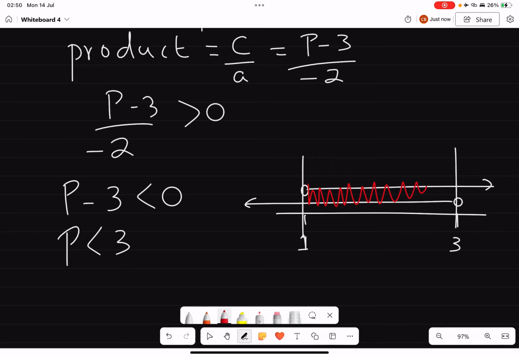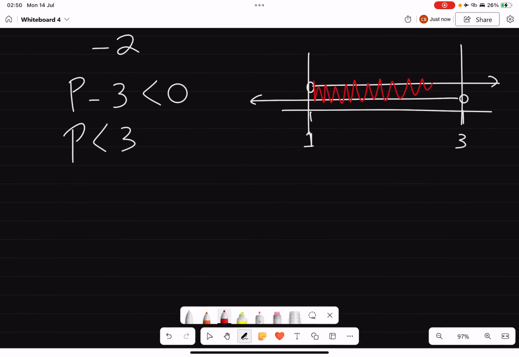So let's check now. We can see that the solution will therefore be in between 1 and 3. We can see that p is bigger than 1 but less than 3. Perfect. Because if you are outside, let's say your solution is somewhere here, then you are going to have non-real roots. Does that make sense? Perfect. Thank you very much.